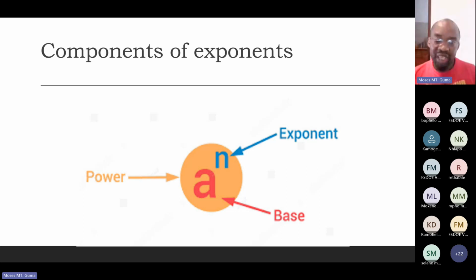First of all, you see that red A there. That represents what we refer to in exponents as a base. Whenever I'm referring to a base, or whenever your educators are referring to a base, they are actually referring to that number. What is an exponent?